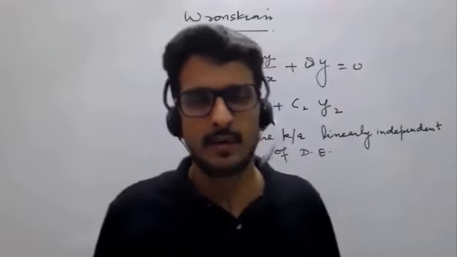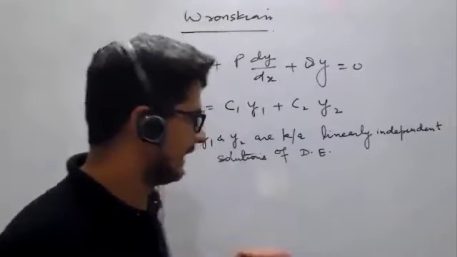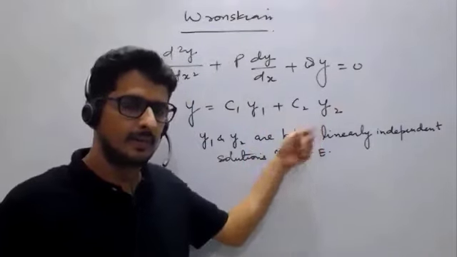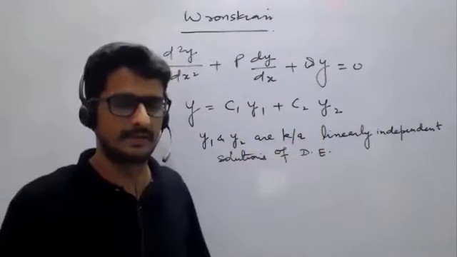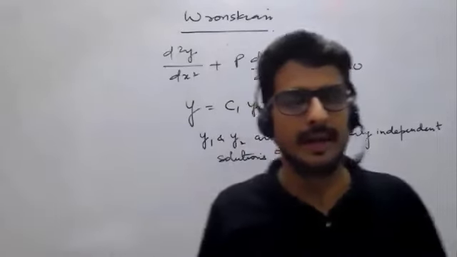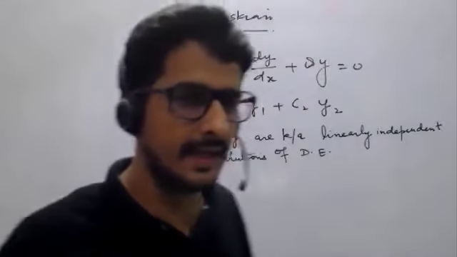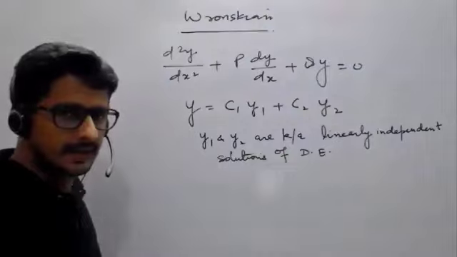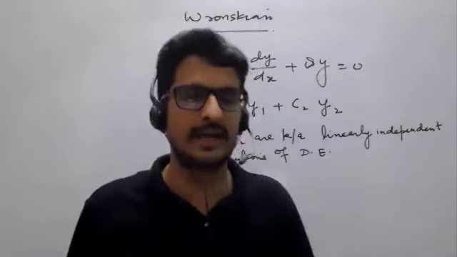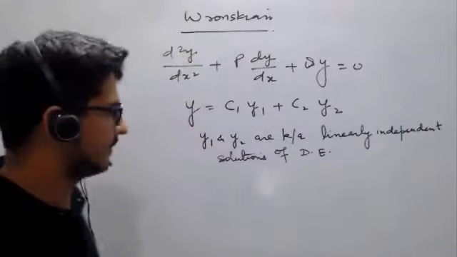Does everybody understand what is linearly independent? That means y1 cannot be written in terms of y2 by just multiplying with a constant. That cannot be done. That means linearly independent. Okay? Like i cap and j cap vectors, they are linearly independent. One cannot be written in terms of the other by just multiplying it with a number.